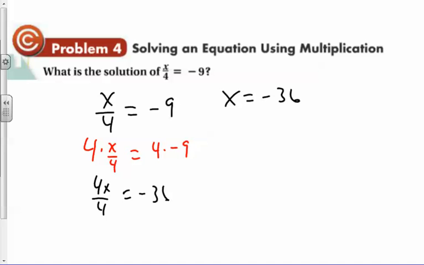Now, I can check this by doing negative 36 divided by 4. Is that negative 9? It sure is. So that was really easy. You have a got it. Why don't you pause the video and do your got it? And I'll see you back here in just a second.